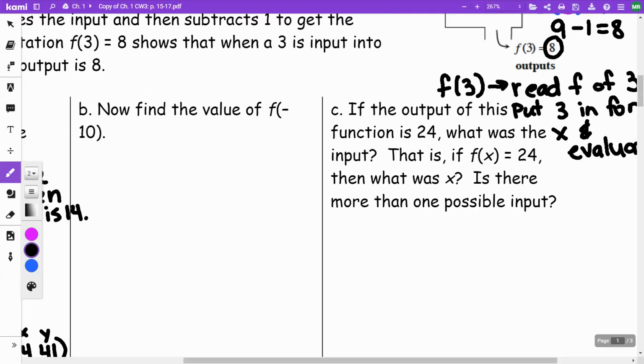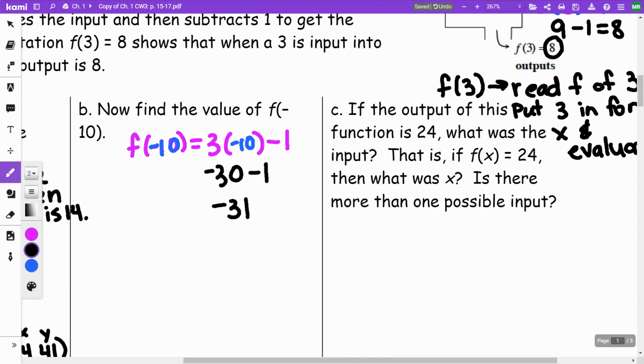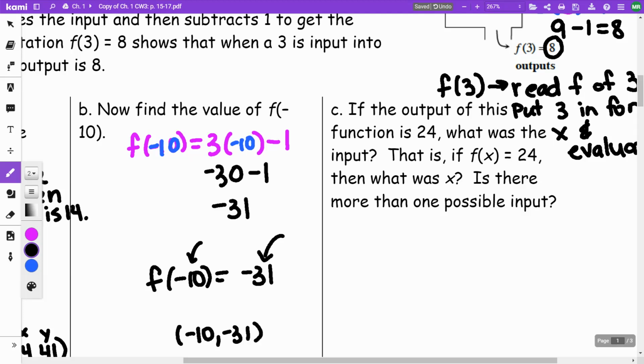So in this case, I want f of negative 10. And again, we're doing 3 times something minus 1. It's still the same function. So I'm going to be putting in this negative 10. And I'm going to get out a negative 30 minus 1, which is a negative 31. So f of negative 10 is equal to a negative 31. When I put in a negative 10, I get out a negative 31. And again, you can think of this as a point on a graph. Negative 10 comma negative 31, where this is your x, this is your y.